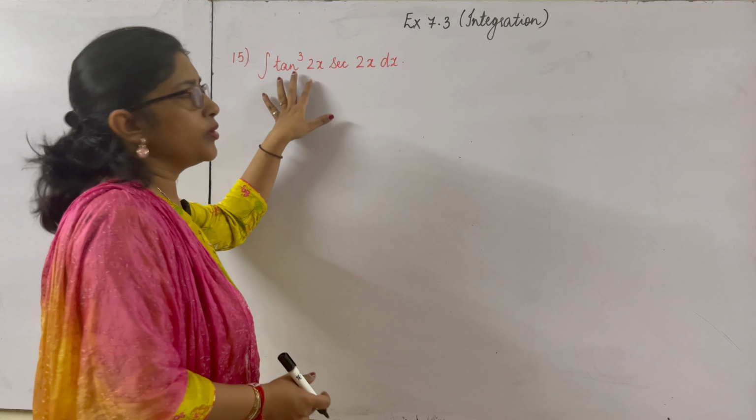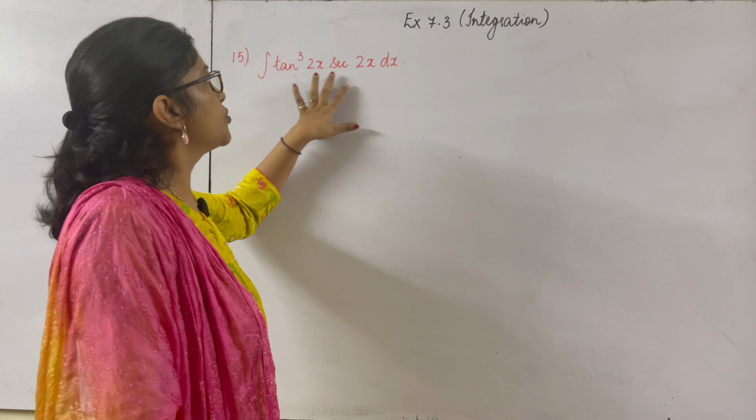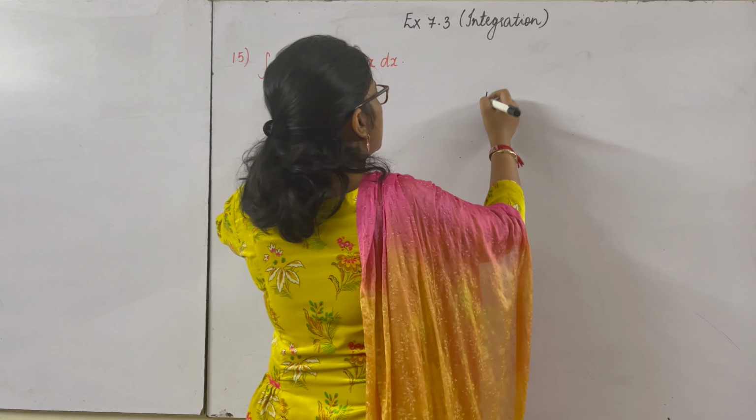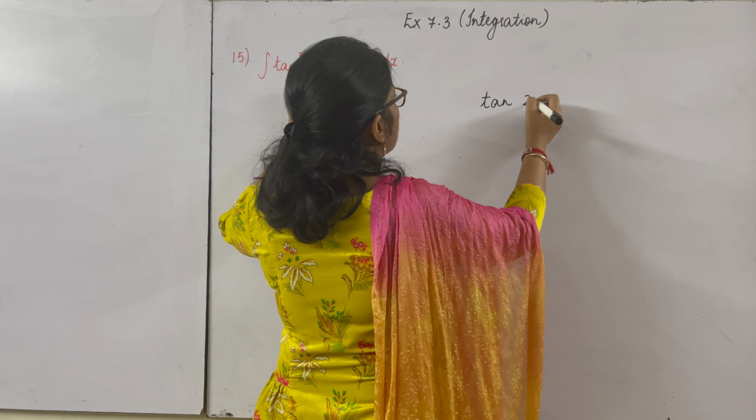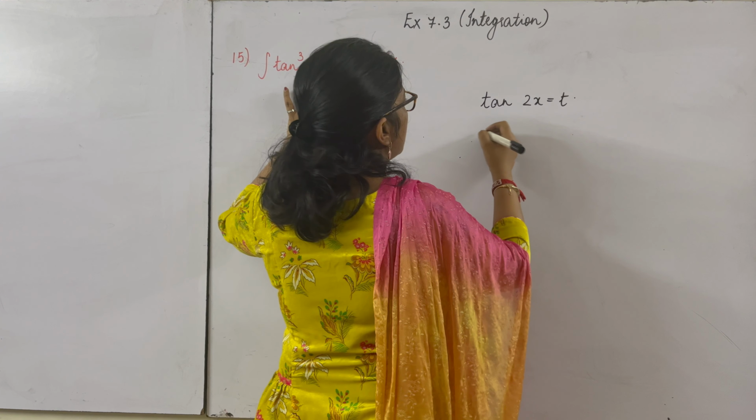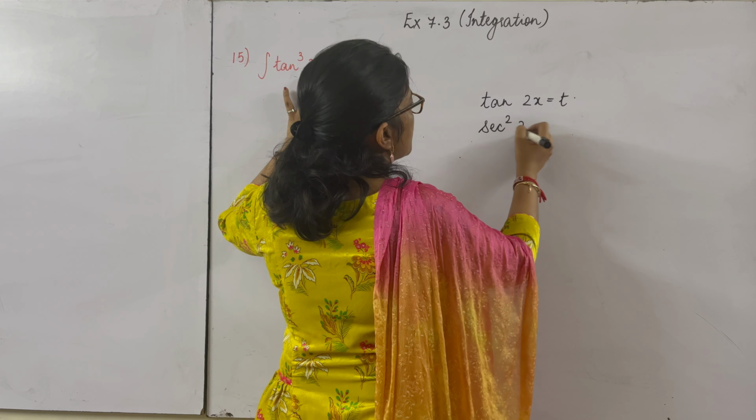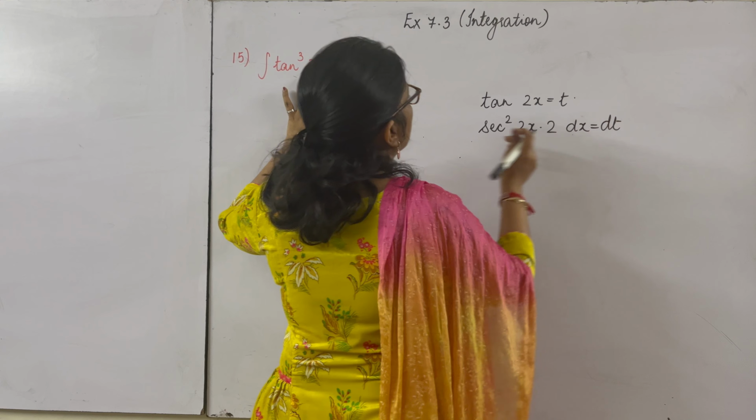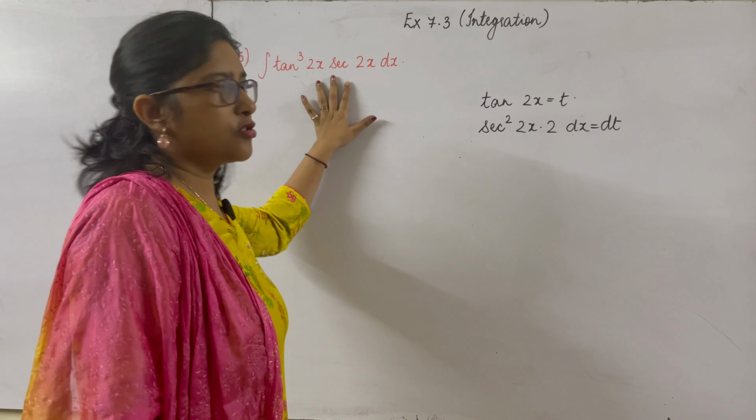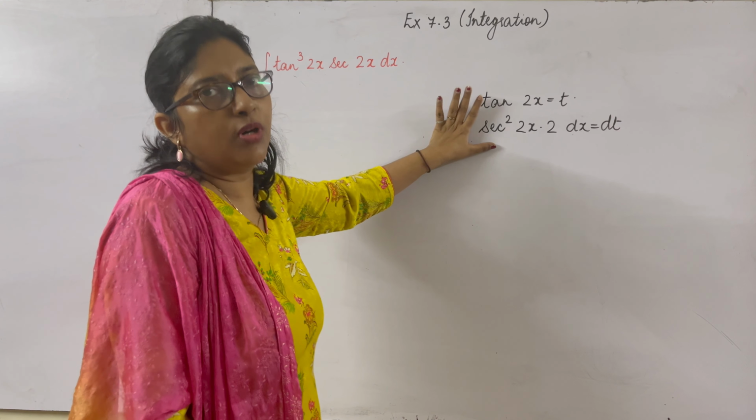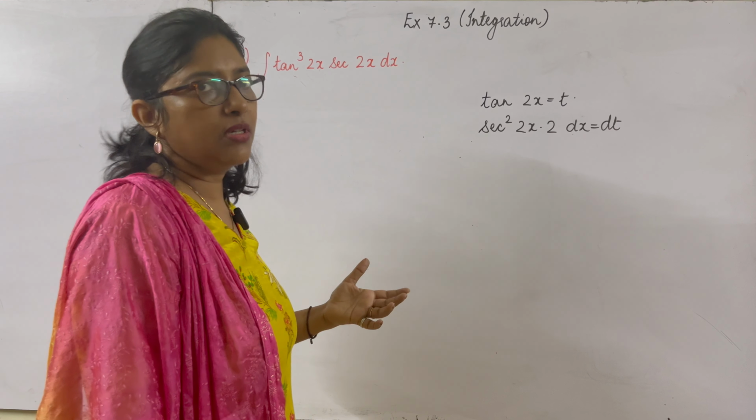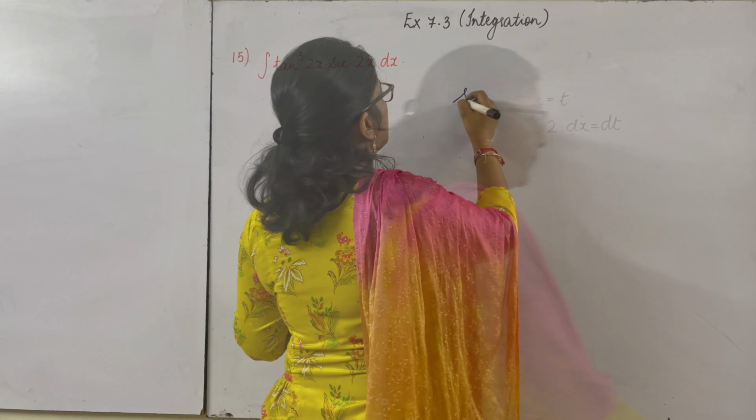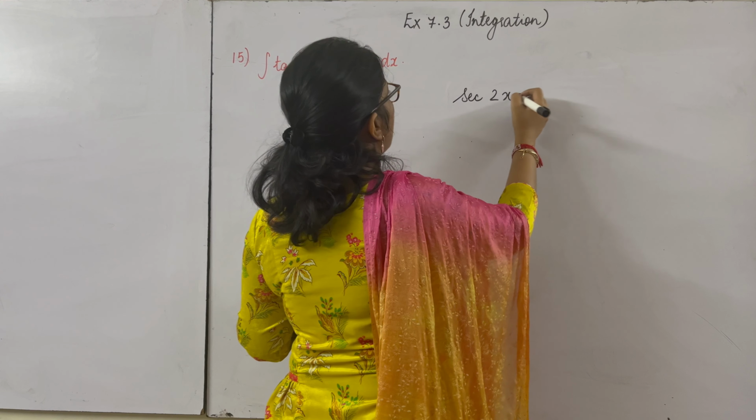So over here we want to integrate tan cube 2x into sec 2x. Now, you can substitute tan 2x as t. If we substitute this, then we will have sec square 2x into 2. But now, we do not have sec square 2x here. So, this substitution will not work. So, what else can we substitute? We can substitute sec 2x. So, look for sec 2x. So, we will substitute sec 2x as t.